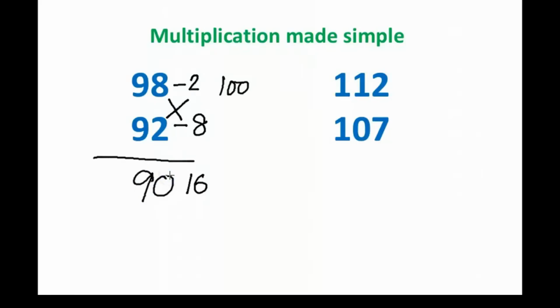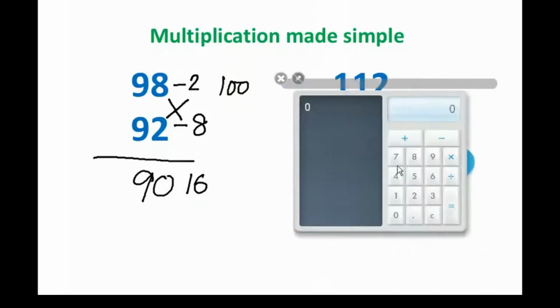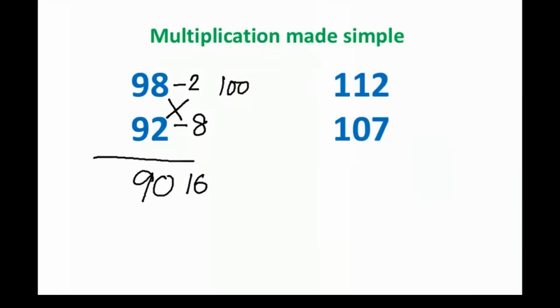That gives me 16. Then I have to do 98 minus 8, or 92 minus 2, whichever I wish, which is a cross subtraction, and either gives me 90. So the answer is 9016. That's the answer. Let's find out if it is correct using a calculator. 98 into 92 is 9016.